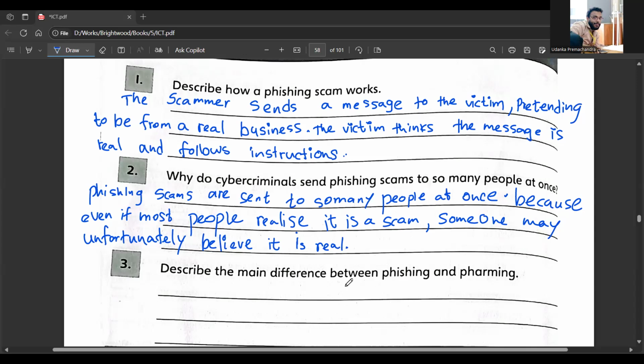Read that one. They are asking the difference between phishing and pharming. Try to do that one. The third one is to try to do. Write down the first two and try to do the third one. Yes, we will discuss after that.